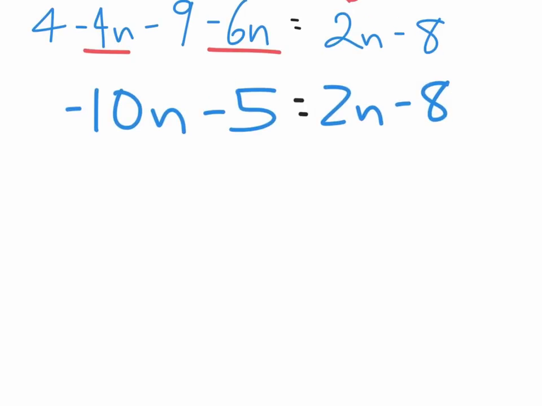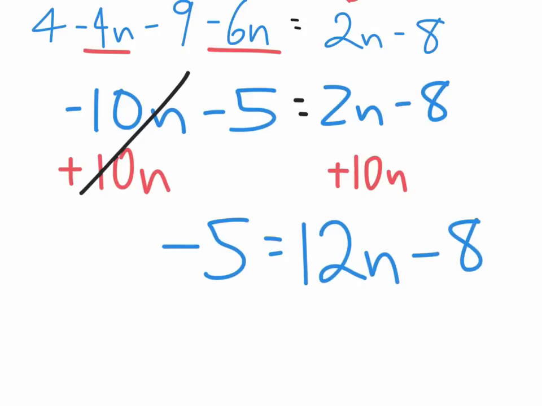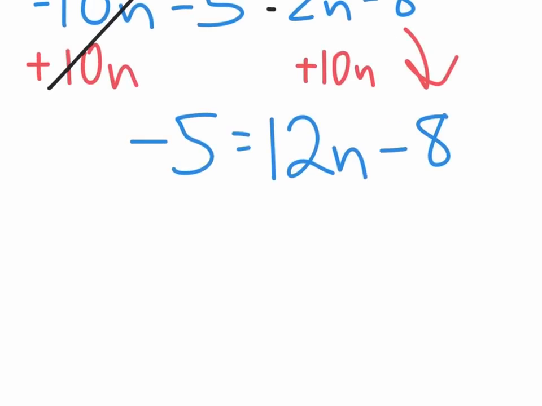Let's apply the inverse operation and add 10n to both sides. And when we do that, the 10n's cancel out on the left side, right? Negative 10n plus 10n is 0. That's going to leave us with negative 5 on the left side. On the right side, all of a sudden, 2n plus 10n is going to give us 12n. And then we can simply shift down the negative 8. We can't forget that.